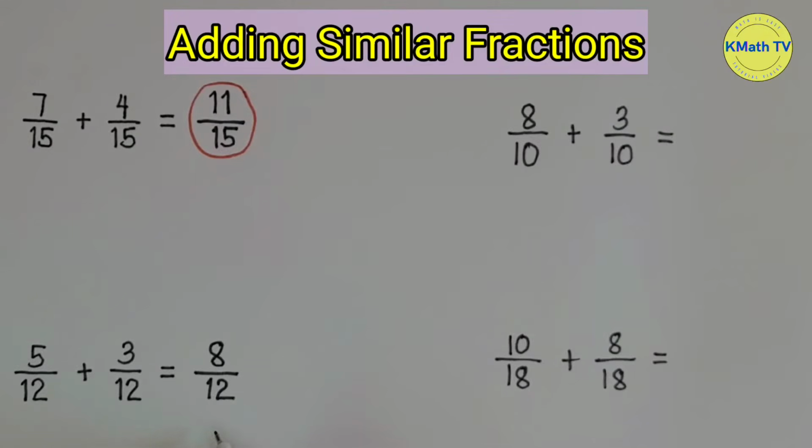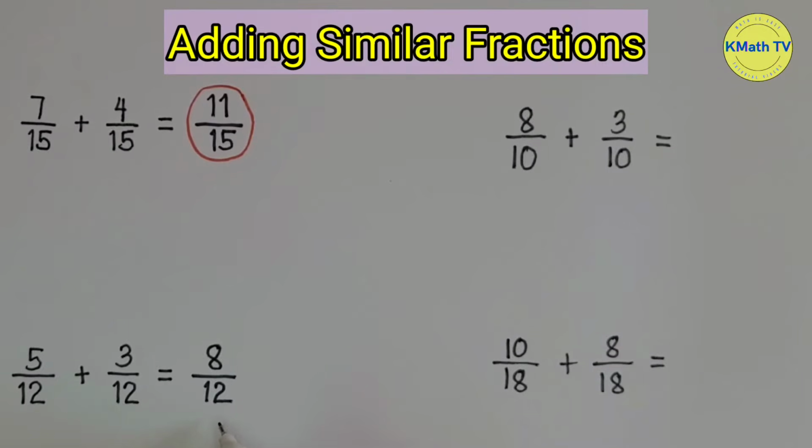That means this fraction can be reduced to lowest term, because the numerator and the denominator have other common factors aside from 1. So, we need to get the greatest common factor or GCF of the numerator and the denominator, then divide them by their GCF to reduce the fraction to lowest term. There are 3 methods to find the greatest common factor or GCF. You can use listing method, prime factorization, or continuous division.